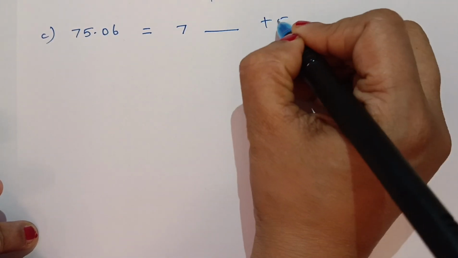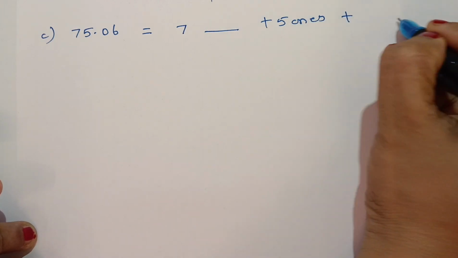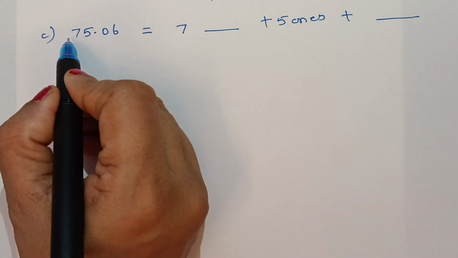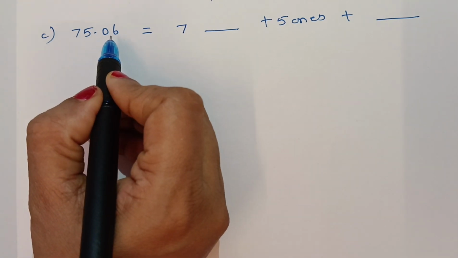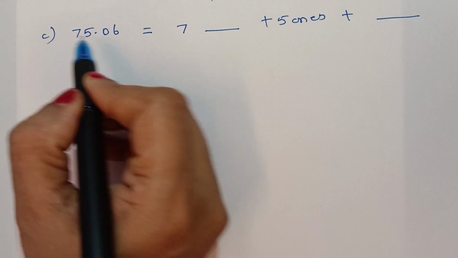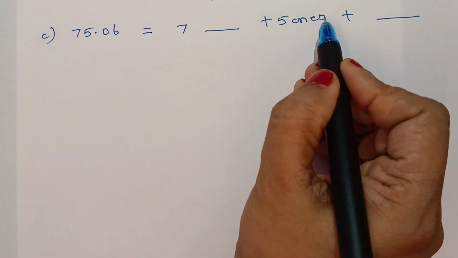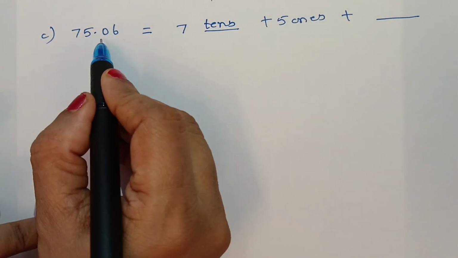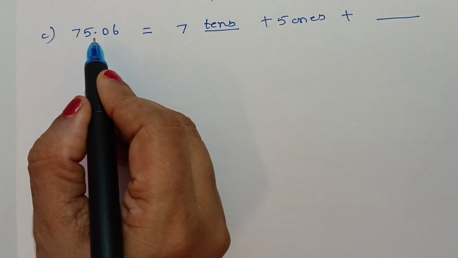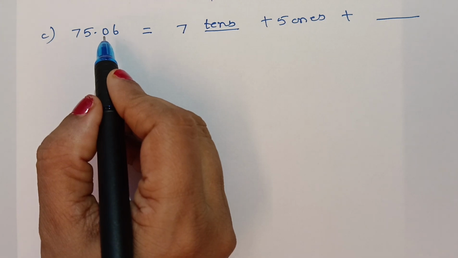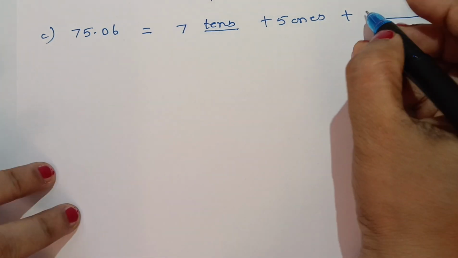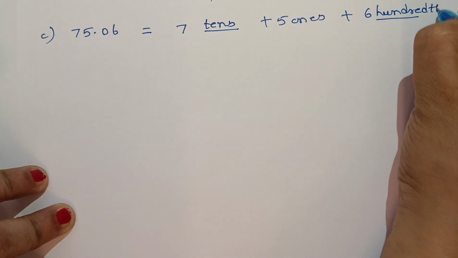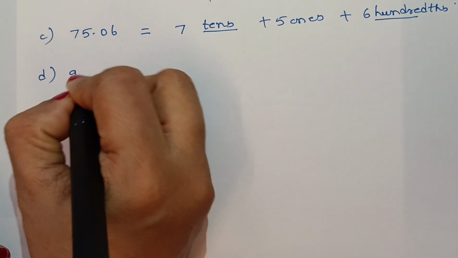7 dash 5, ones plus dash. So any idea how to write? Now see, ones, tens. This is tenth and this is hundredth. So what will you write over here? 5 ones, 7 tens plus what is this? 0 tenth. So discard this. So this will be written as what? 6 hundredth. 6 hundredth. Now let's see the next sum.